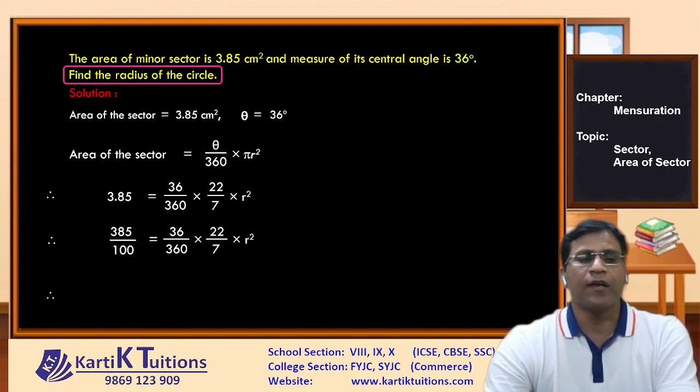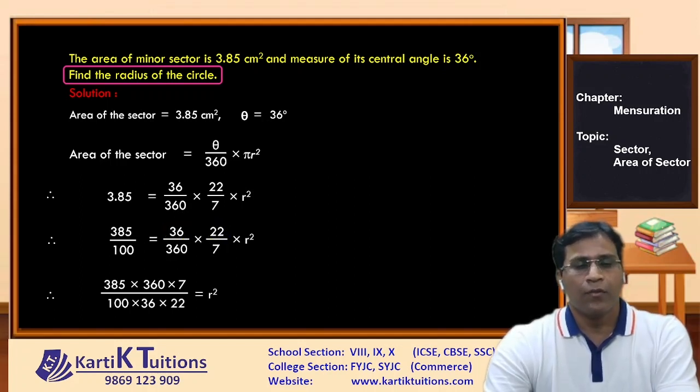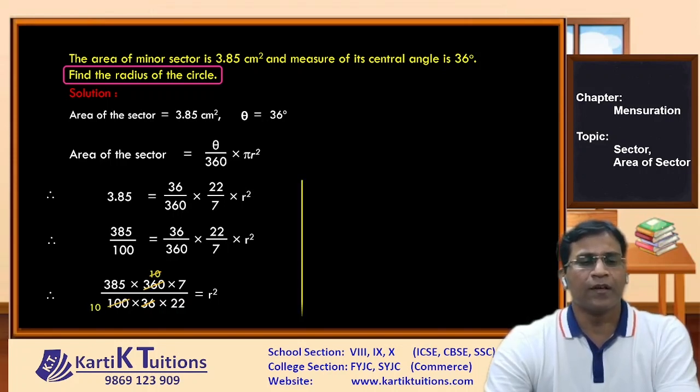Now r square इकडे बाकी सगळं तिकडे, so basically 385 into 360 into 7 upon 100 into 36 into 22, and that is equals to r square. Now let us simplify. See, 36 ones are 36, tens are 10 will also get cancelled. So basically here you are left with what? 385 into 7 upon 10 into 22. Do you all agree? That is equals to r square.